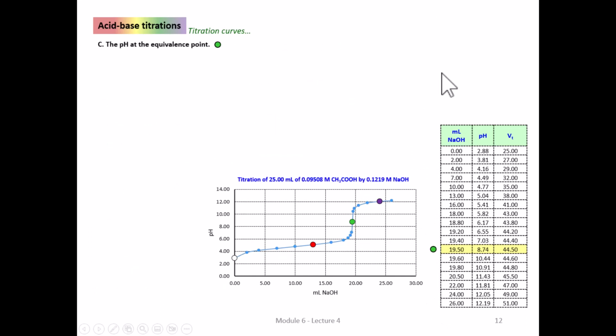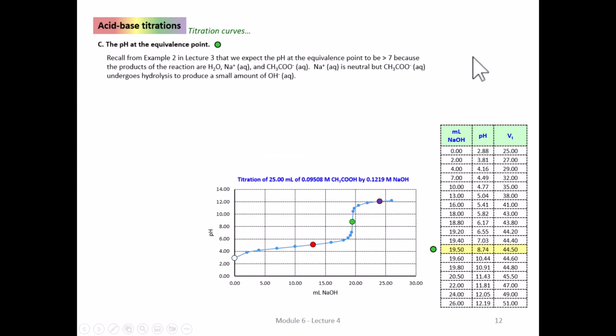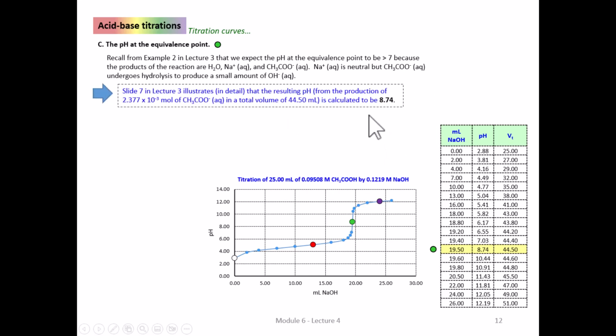Well, how about at the equivalence point? Well, recall at the equivalence point, again, the pH would have to be greater than 7 because we've produced acetate, which undergoes hydrolysis in water to produce a little hydroxide. Sodium ion's neutral, and of course water's present. This was worked out previously, and we calculated the pH to be 8.74.